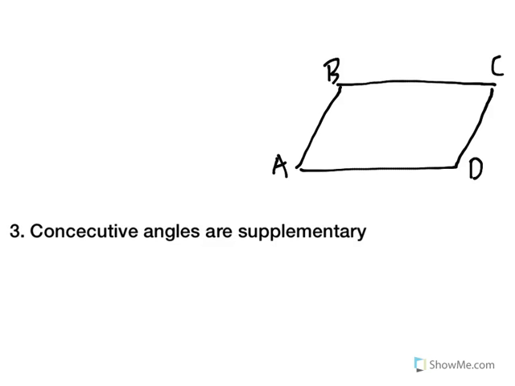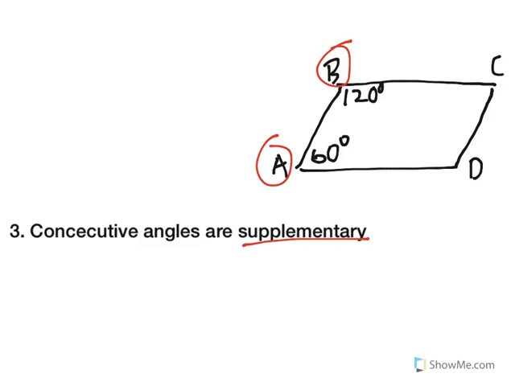Okay, the third is that consecutive angles are supplementary. So we know that consecutive angles would be angles that are next to each other. So that would be, for example, angle A and B. And then supplementary means that the angles add up to 180 degrees. So, for example, if angle A is 60 degrees, that means that angle B would have to be 120 degrees.